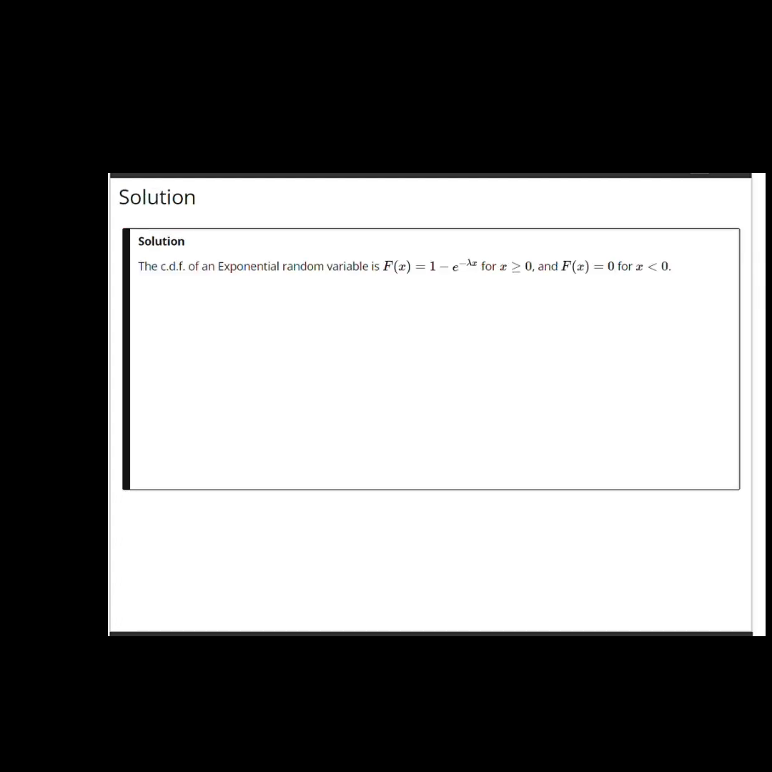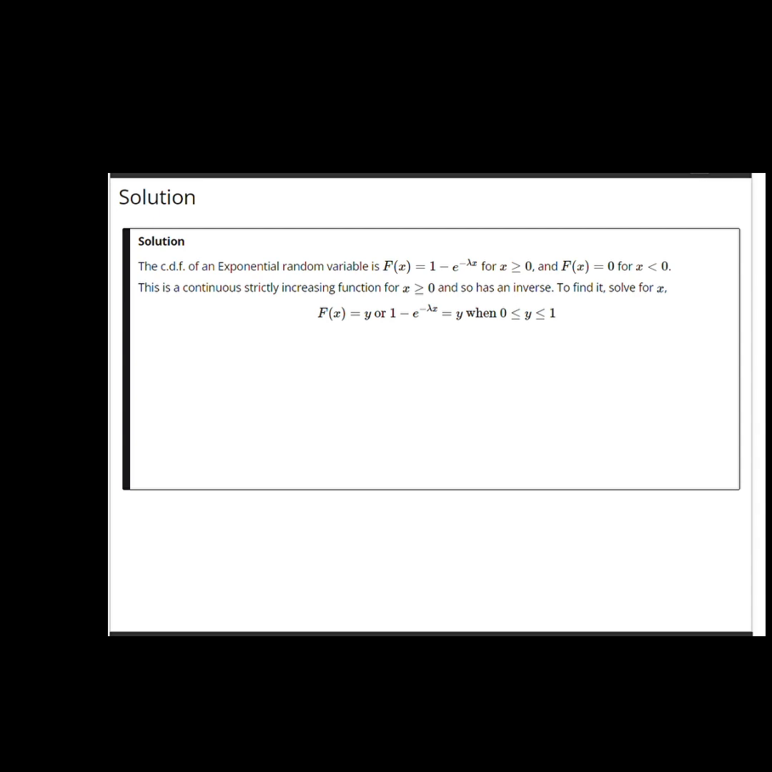Solution. The cumulative distribution function for an exponential random variable is given by F(x) equals 1 minus e to the minus lambda x for positive values of x. F(x) is 0 if x is less than 0. And because F(x) is continuous and strictly increasing for positive values of x, it has a legitimate inverse function as we understand it from calculus.